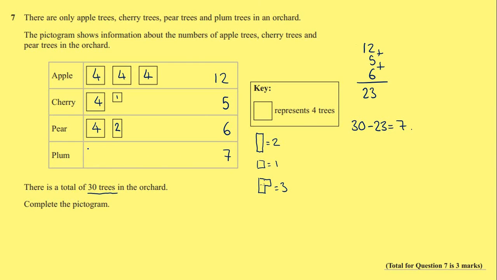So we need to complete the pictogram. There'll be 1 full box, that's 4. I need another 3. It's going to have to be one of these annoying looking drawings, which looks like that. And you're allowed to put the numbers in there if it helps you along. It's a nice question to pick up 3 marks on.